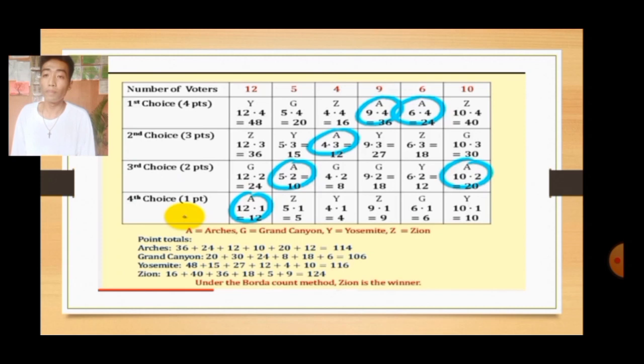Number of voters: 12, 5, 4, 9, 6, 10. For Arches, the first choice gets 4 points, the second choice 3 points, the third choice 2 points, and the fourth choice 1 point. The total for Arches is 36 plus 24 plus 12 plus 10 plus 20 plus 12 equals 114.